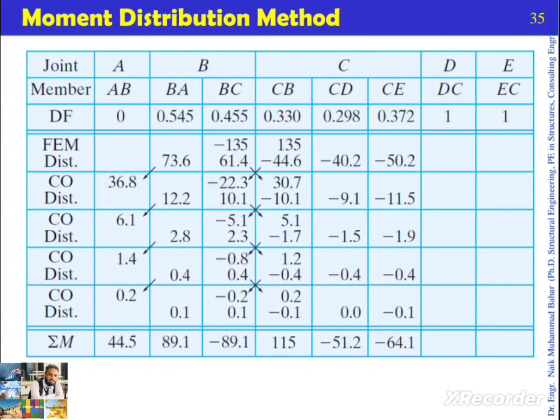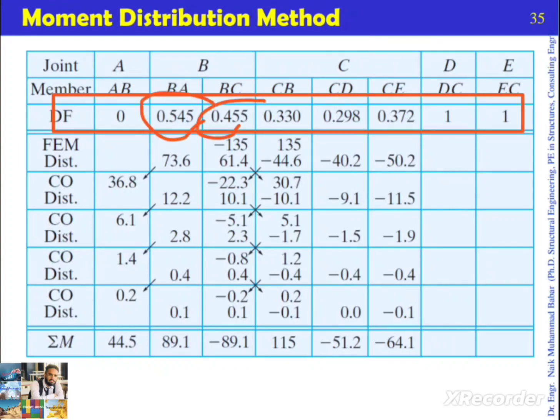In the third row we mention the distribution factor. We calculate the distribution factor with the help of stiffnesses, which is for A it's 0, for BA it's 0.545, for BC 0.455, for CB 0.330, for CD 0.298, for CE 0.372, and for D and E it is 1 because there is a roller or hinge support. There is a hinge support at points D and E.